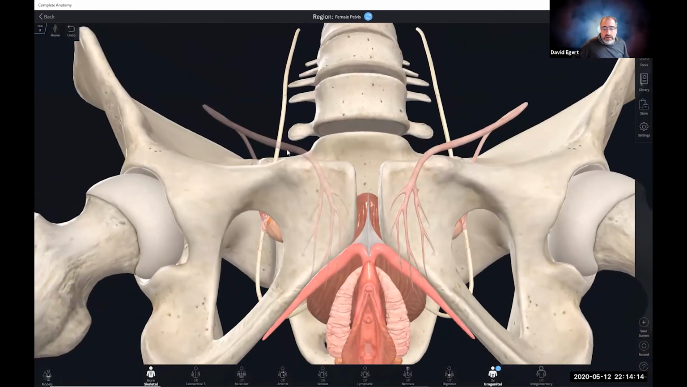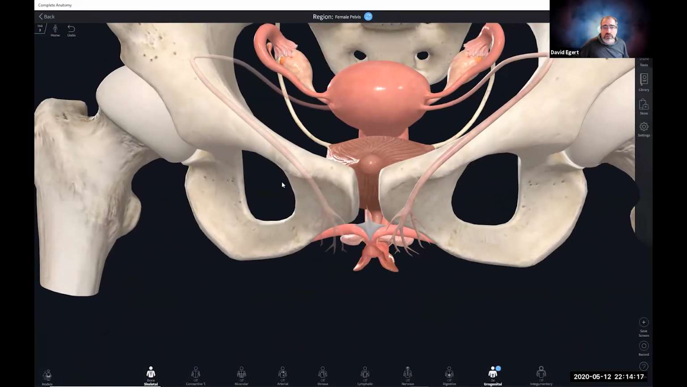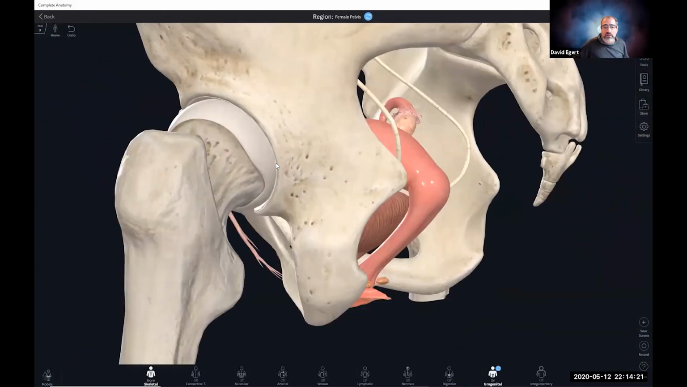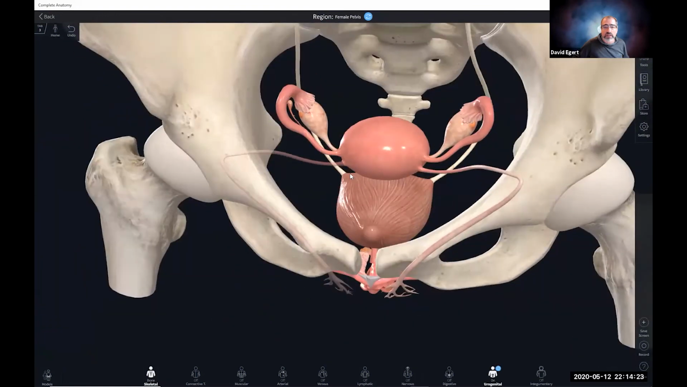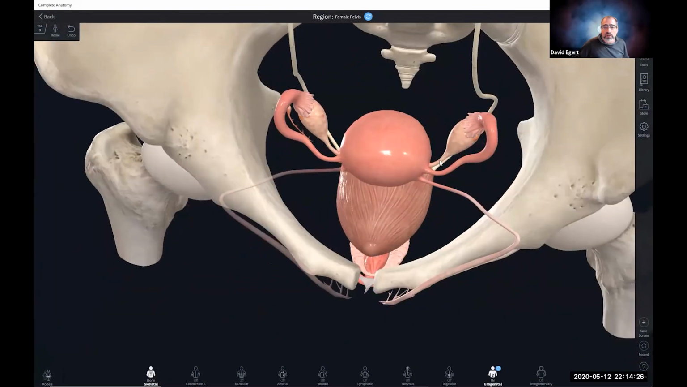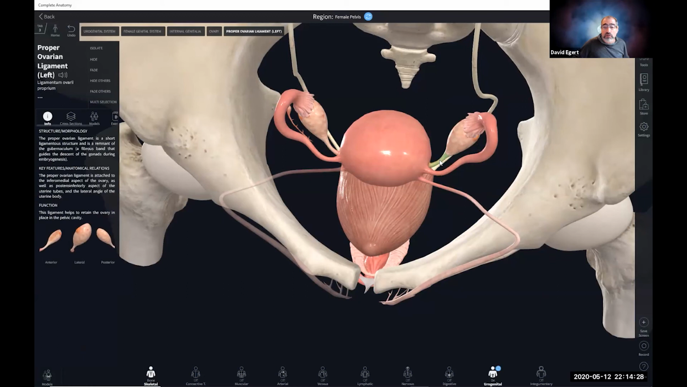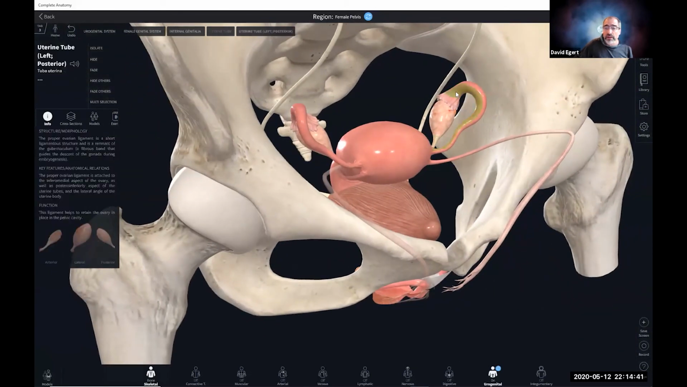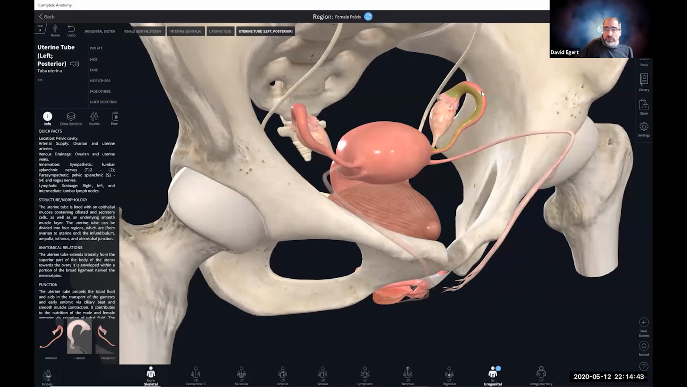Other things that are interesting that you can see here, the ovarian ligament. Talked about that little ligament that connects the ovary to the uterus. So there is the ovarian ligament, this little ligament that helps support the ovary on the side of the uterus there. This is also showing the fallopian tubes or ovarian tubes or uterine tubes.